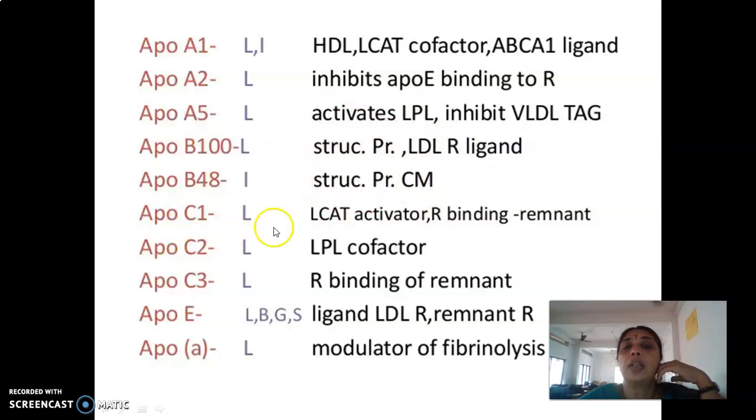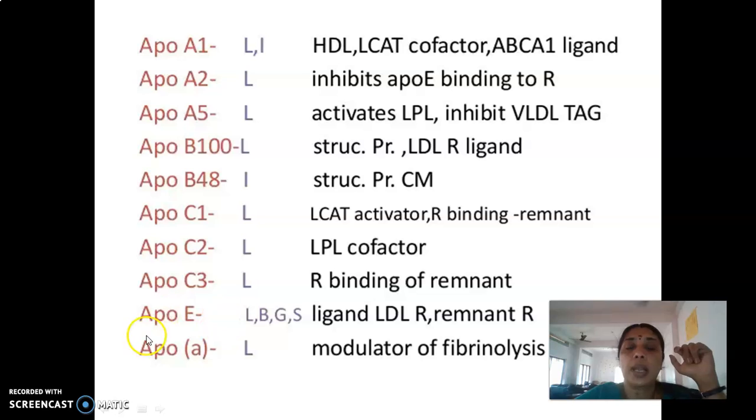Then ApoC1 is an activator of LCAT, right? Then ApoC2 is an LPL cofactor. What is LPL? Lipoprotein lipase. Then ApoC3 is a remnant binding inhibitor. ApoE is found in liver, brain, small intestine, gut, etc. It's an LDL ligand.